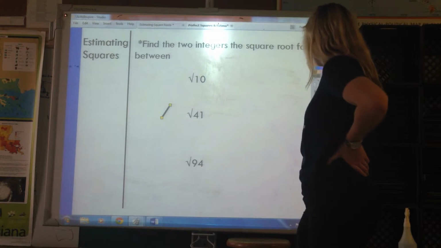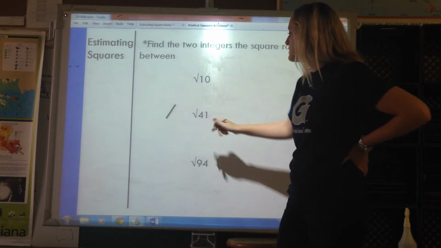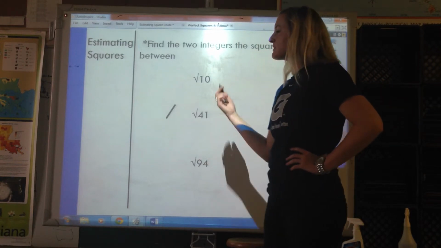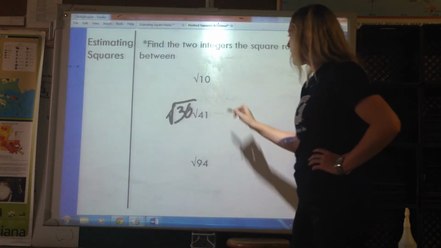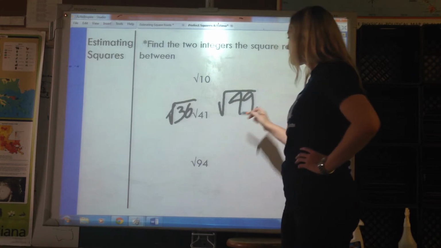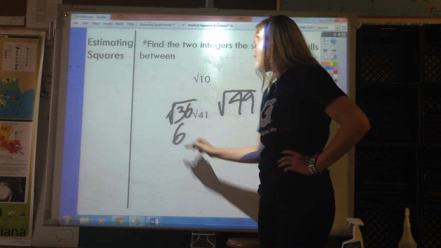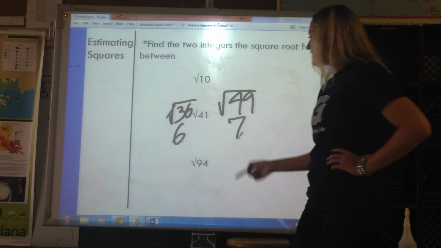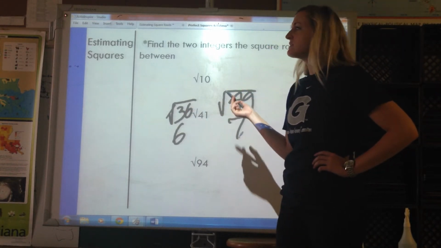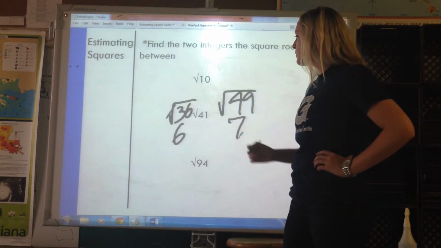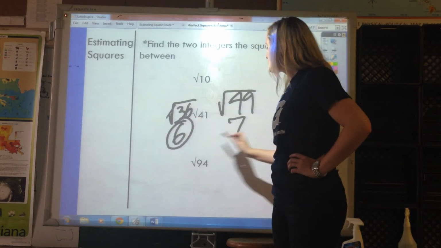If I want to know what two numbers the square root of 41 falls between, again, I think to myself, what perfect squares are around it? And of course I know that 36 is a perfect square, and that 49 is a perfect square. The square root of 36 is 6. And the square root of 49 is 7. And again, until you guys have these memorized, I would use your handy list of perfect squares that you copied from the previous slide to help you with this problem. So my two integers that the square root of 41 falls between are 6 and 7.